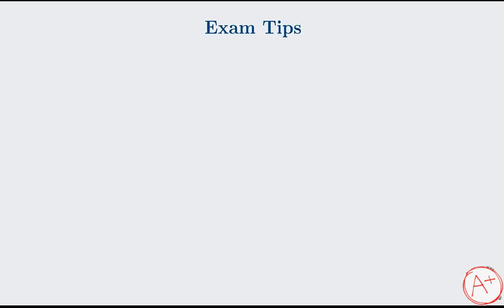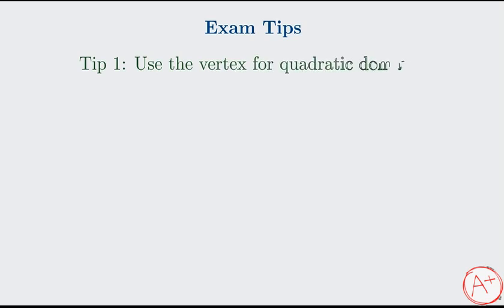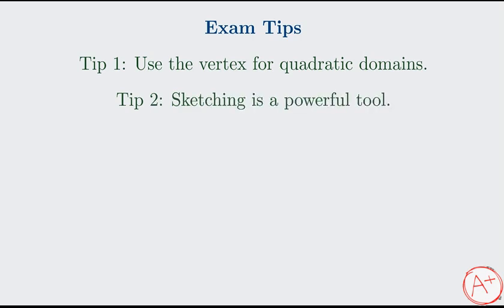For quadratics, always complete the square. The x-coordinate of the vertex is the boundary for the function being 1-to-1. A quick sketch of f of x helps you visualize the range and ensures you pick the correct reflection across the line y equals x.